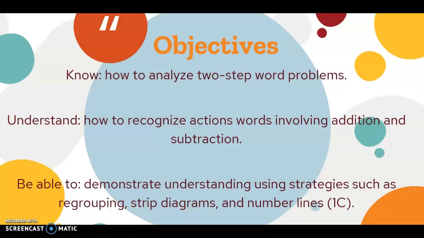We will know how to analyze two-step word problems. We will understand how to recognize action words involving addition and subtraction. And we will be able to demonstrate understanding using strategies such as regrouping, strip diagrams, and number lines.